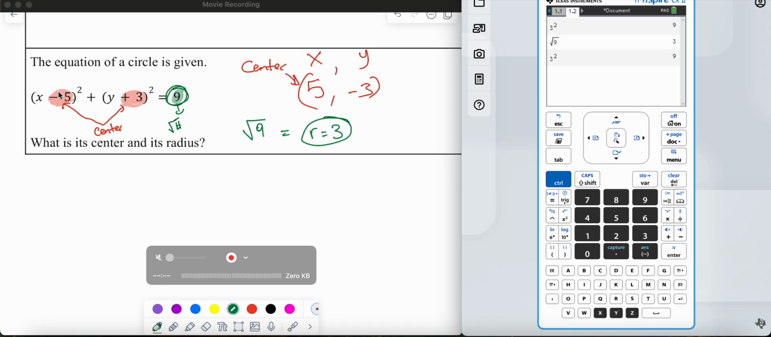So just remember, it's always opposite. -5, +5. +3, -3.